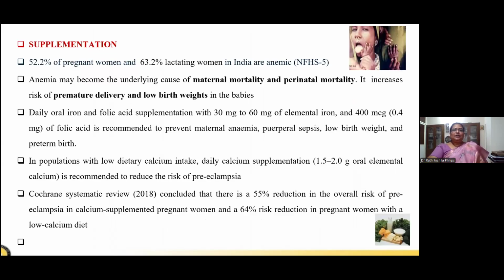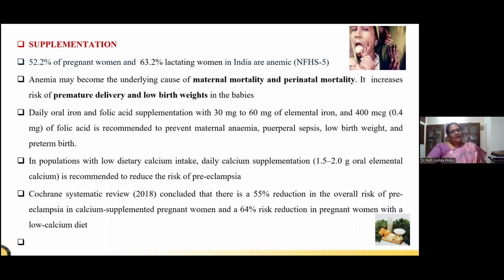Yes. Now, talking about supplementation, we know that in India, we have a lot of women and young adolescent girls who are anemic. 52.2% of pregnant women and 63.2% of lactating women in India are anemic. Anemia is the number one cause of maternal and perinatal mortality. When the mother is suffering from anemia, the baby also turns out to be anemic, and there is also a high risk of premature delivery and low birth weight in the baby.